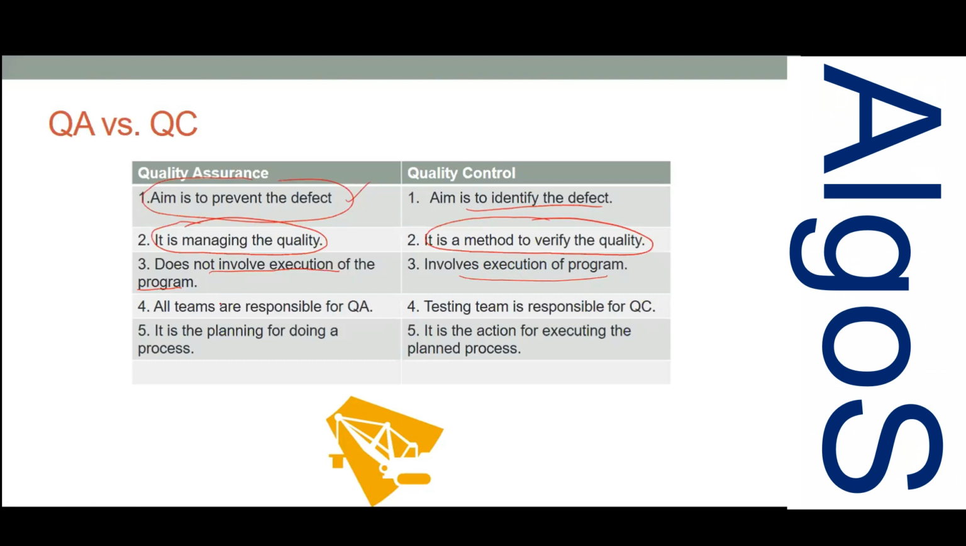Fourth point is all teams are responsible for QA. All teams means business analysts, developers, testing team people, all are responsible for QA, quality assurance. All the people have to be good at their work. Business analysts have to understand the requirements properly. After they understand the requirements, they forward those requirements to software developers. Then software developers have to work efficiently so that they create good quality software.